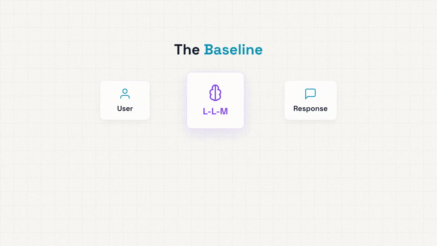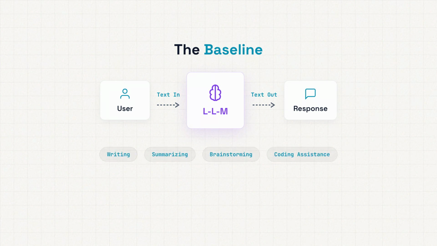Let's start with the baseline. A large language model on its own works like this. Text goes in, text comes out. That's it. It's a conversation machine. And look, that's incredibly powerful for a lot of things: writing, summarizing, brainstorming, coding assistance.